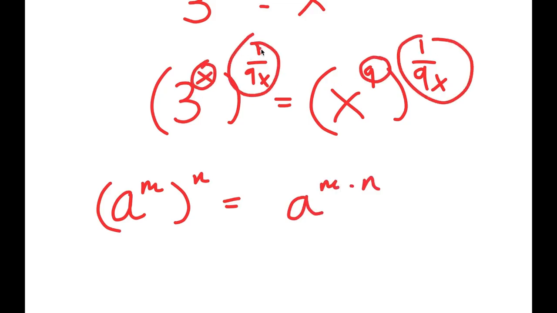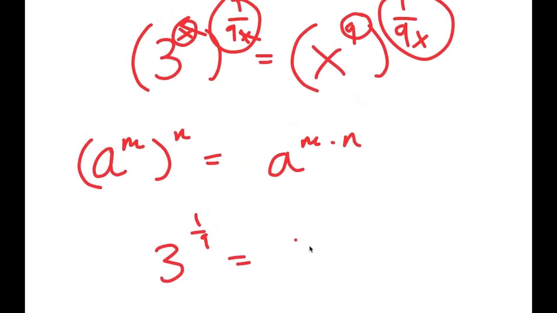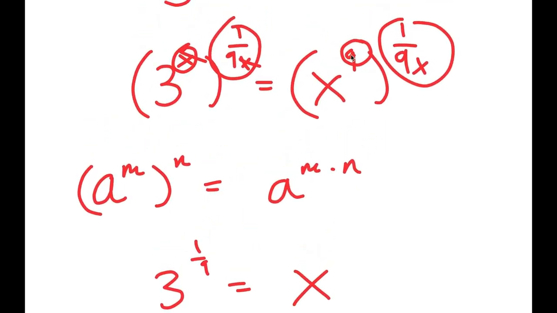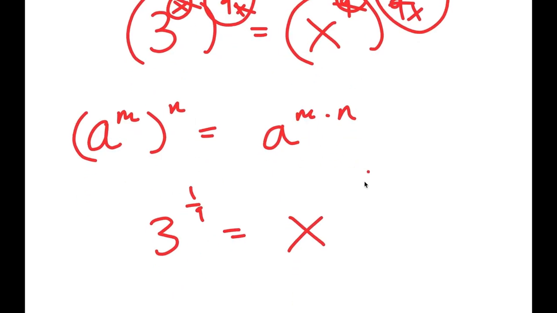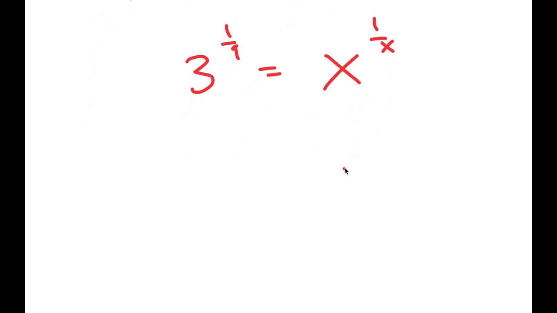So x times 1 over 9x, the x just cancels out, so I have 3 to the power of 1 over 9, and as you see, there's no variables on this side. And then on my right hand side, the 9's cancel out, so I have x to the power of 1 over x. Now from here, 1 over 9 is the same thing as 3 over 27.